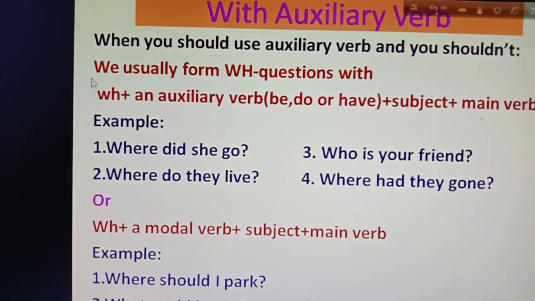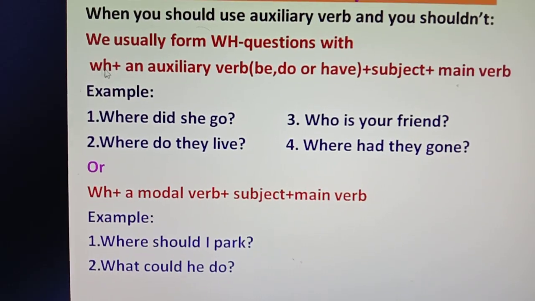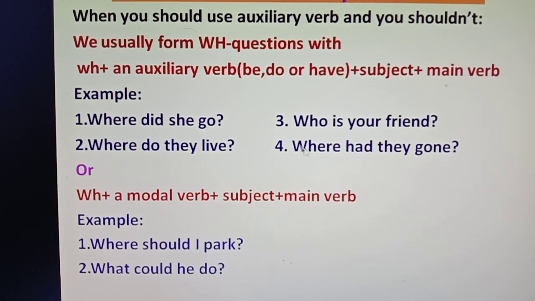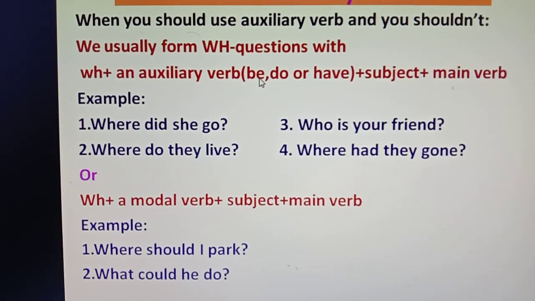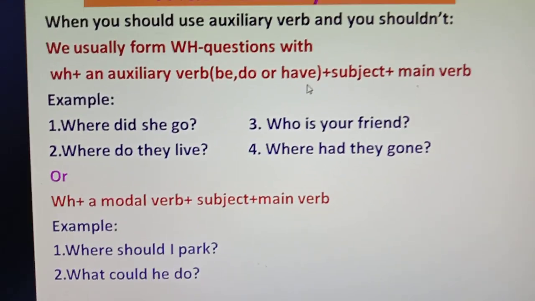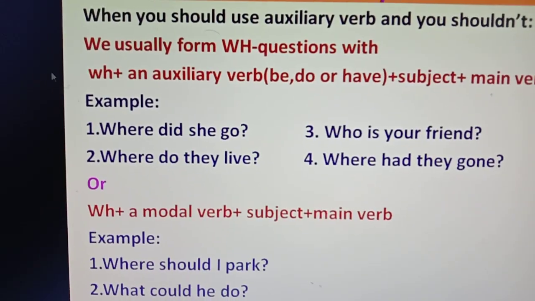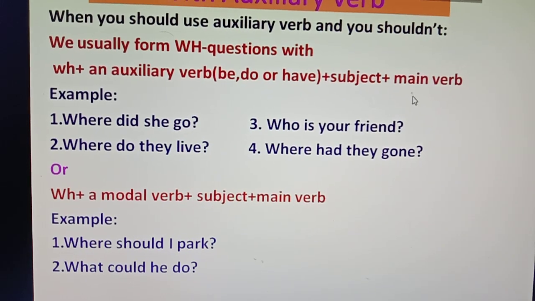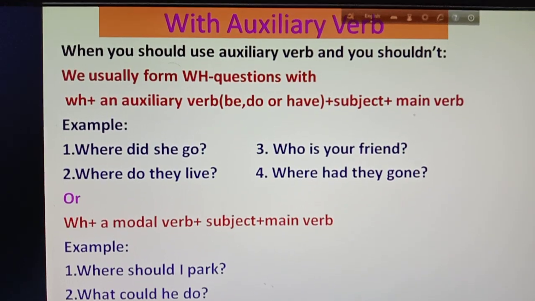Okay, so we know that we usually form WH questions with WH plus an auxiliary verb, be, do or have. So I have written the auxiliary verbs in the bracket. That means be means am, is or was, were, do means do, does, did, and have means have, has, had. I know you know which are the auxiliary verbs. Okay, so after WH we use an auxiliary verb plus subject plus main verb. I think you know already the rules because we have done lots of WH questions.